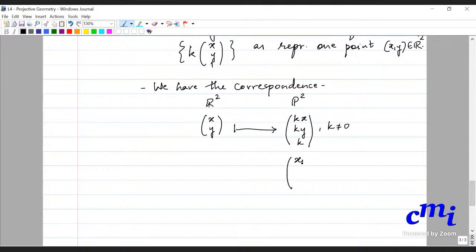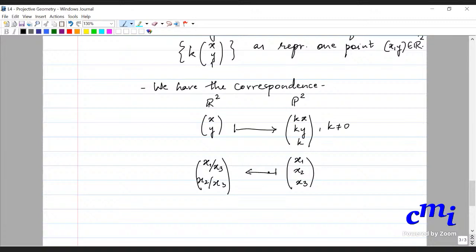Suppose you have (x1, x2, x3) here, and you want to go this way. You want to find the corresponding point in R2. Then how can we get it? The following correspondence: x1 by x3, x2 by x3. Make sense? Because if you were to apply this map and go back again to its equivalence class, it will be the same equivalence class, right?